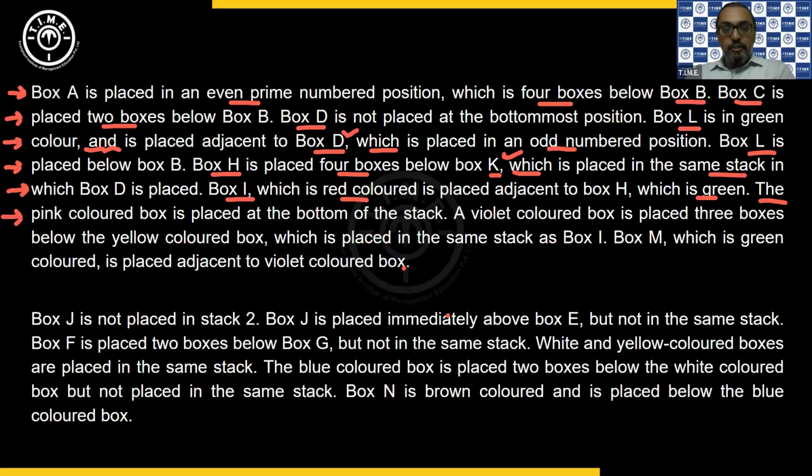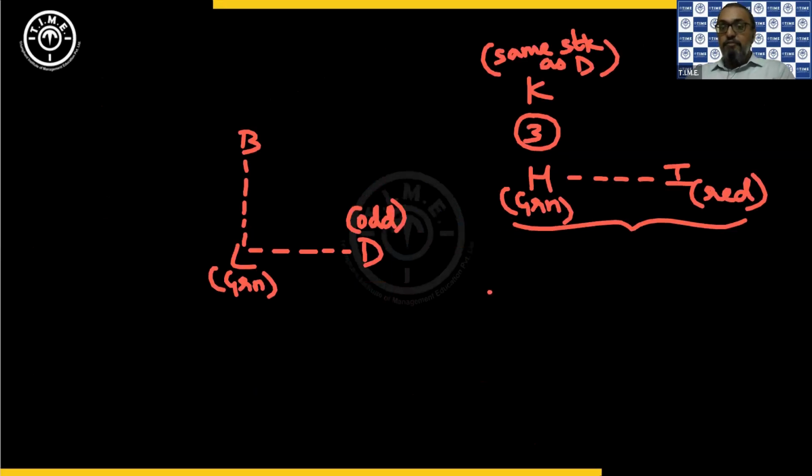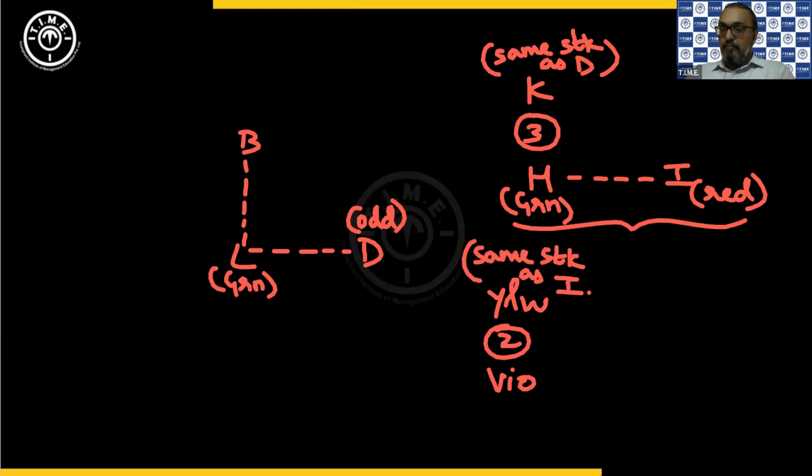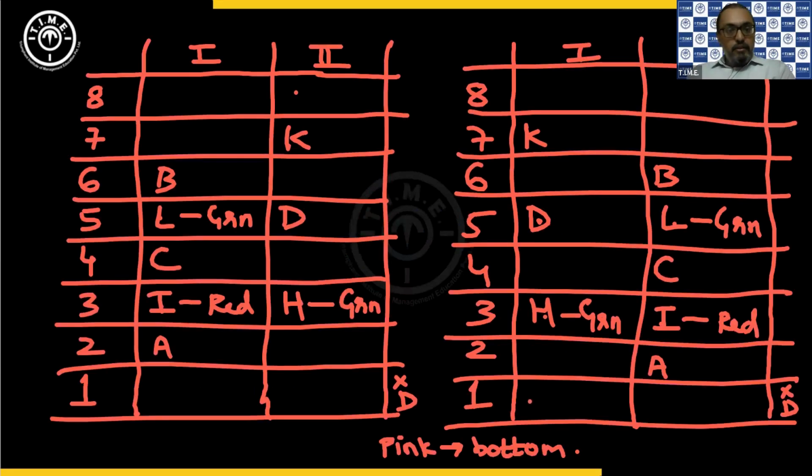Right. Then further, a violet colored box is placed 3 boxes below a yellow colored box, which means the yellow colored box is placed in the same stack as I. Okay, so we have yellow, leave a gap of 2 boxes, then you have violet, and yellow is in the same stack as I. So where can it be given? You can have yellow in the 7th position, 2 gap, then C can be violet, or C is yellow and 2 gap, and then first position can be violet along with pink in the other stack. So 2 cases I get. We'll come back to that.